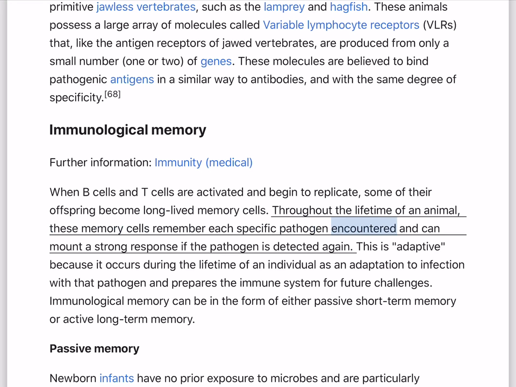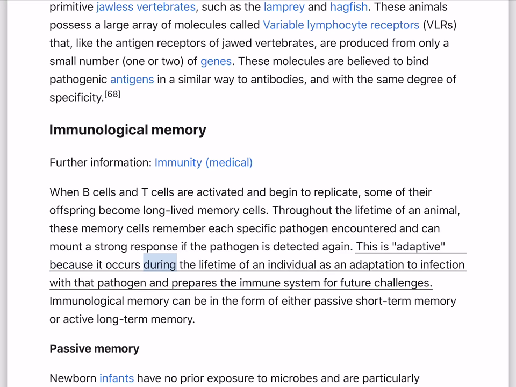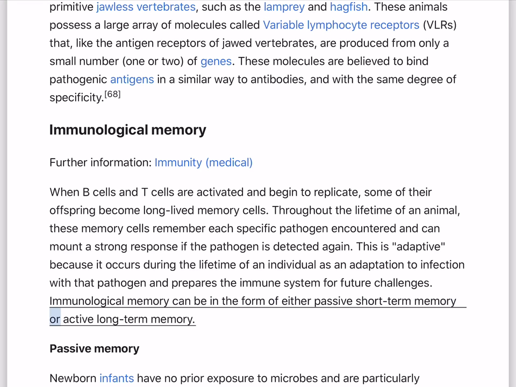This is adaptive because it occurs during the lifetime of an individual as an adaptation to infection with that pathogen and prepares the immune system for future challenges. Immunological memory can be in the form of either passive short-term memory or active long-term memory. Passive memory.